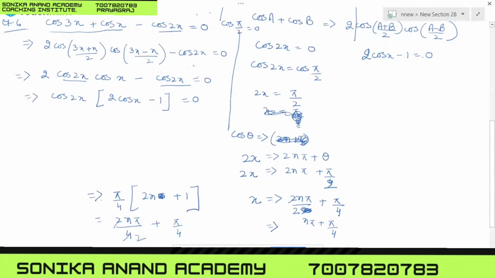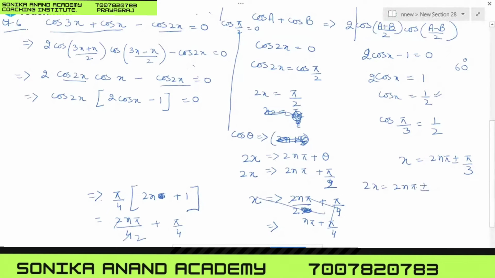Now here cos x is equal to 1 by 2. So when it has the value of 1 by 2, that is 60 degree, so pi by 3. Clear? So similarly, x is equal to 2n pi plus minus pi by 3. If you don't write this, you can also write like that, 2x is equal to 2n pi plus minus.